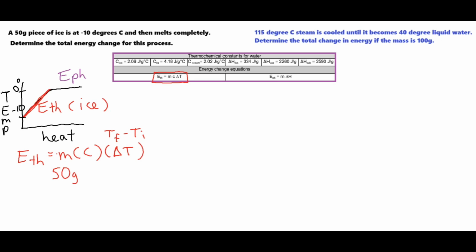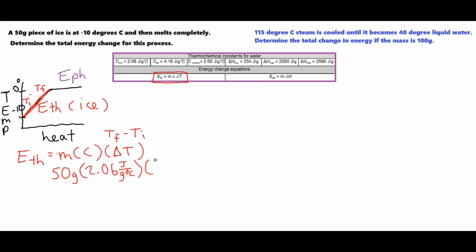Now we got 50 grams for the mass, and then the C value we're going to grab is going to be the 2.06. So 2.06, and the unit is joules over grams degrees Celsius. So it's how many joules of heat energy are required to raise 1 gram of that substance by a degree Celsius. And then for our ΔT, it is heating up. Its final temperature is right over here, and its initial is right in the beginning.